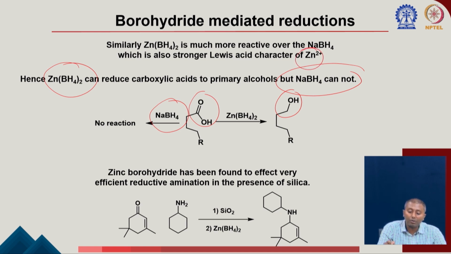And zinc borohydride can also be used for the reductive amination, which I am going to explain in a minute. Okay, if you have a reductive amination reaction, you can also use zinc borohydride, which is able to reduce the corresponding imine which is going to form here. So it is going to form an imine first, which will be reduced by zinc borohydride to form the corresponding amine.